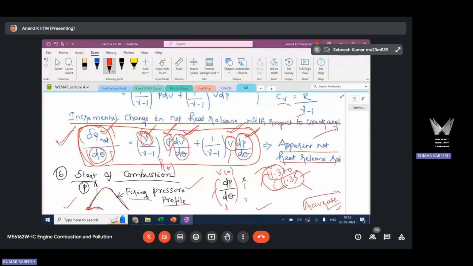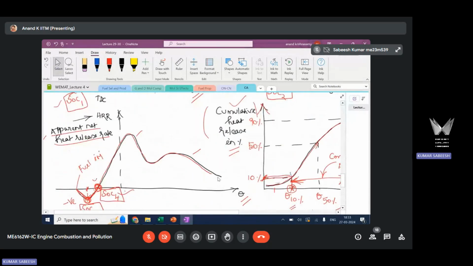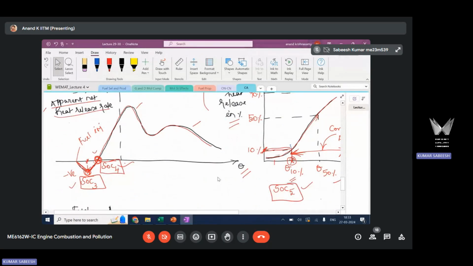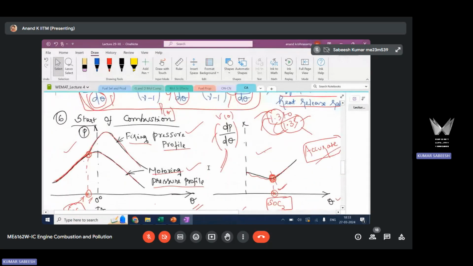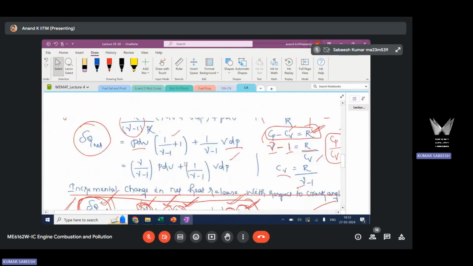Okay, so from that perspective, if you calculate or determine start of combustion from a derived parameter, you will have uncertainty in that due to the parameter that is derived. Rather, if you derive start of combustion from a directly measured parameter like pressure, the accuracy is more. Among the first two criteria, the second one is more accurate because it's a derivative of the pressure. Clear?